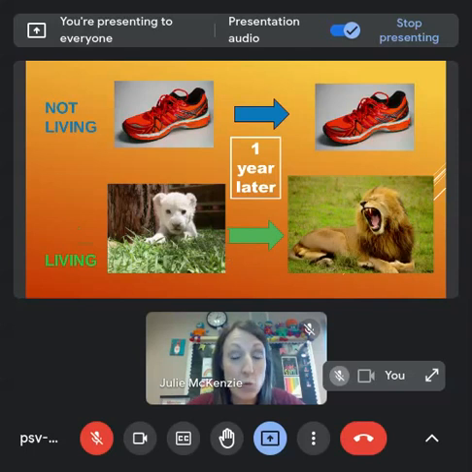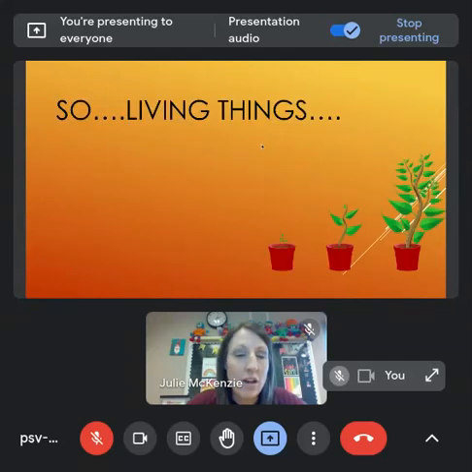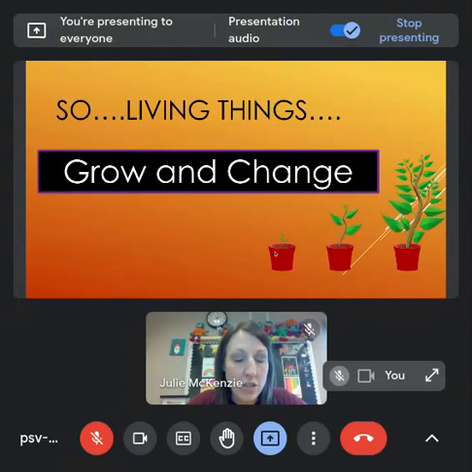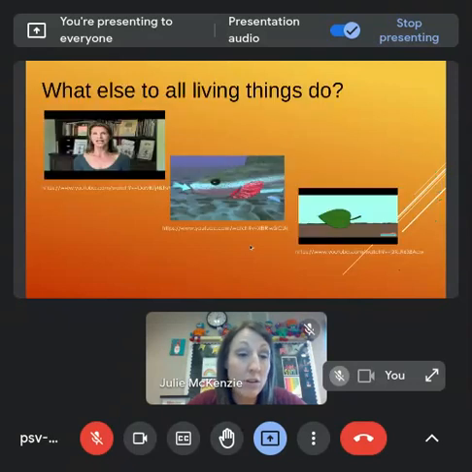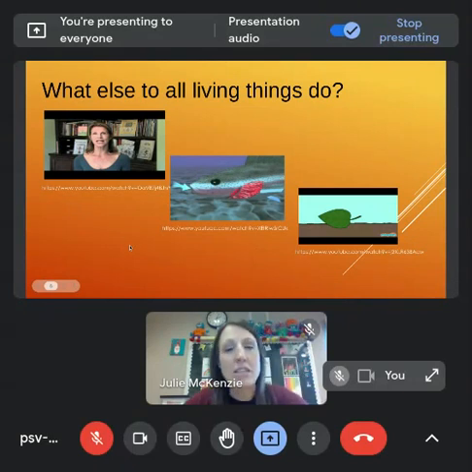You bet it does. Wow, look at that. It's not a cub anymore. It's a full-grown lion after 1 year. A lion is alive. So when things are alive, they can grow and change. So all living things grow and change. Look at this plant showing you that it was a baby and it got bigger and it got bigger, it grew and it changed. All right, let's think about something else that all living things do.